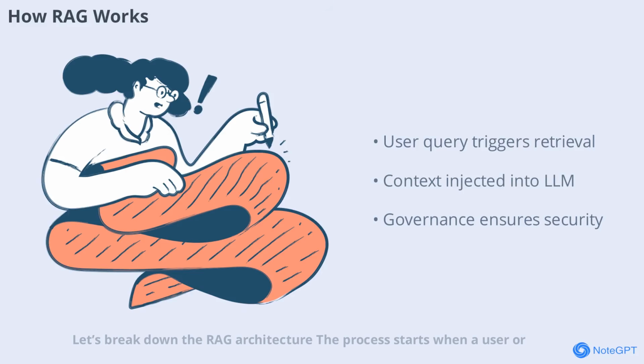Let's break down the RAG architecture. The process starts when a user or application like a chatbot or enterprise portal submits a query. This query goes through processing steps such as authentication and intent detection. Next, the retrieval layer searches knowledge sources like PDFs, databases, or web pages using advanced methods like embeddings and hybrid search. The most relevant passages are selected and re-ranked for quality.